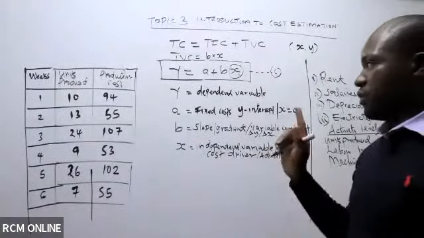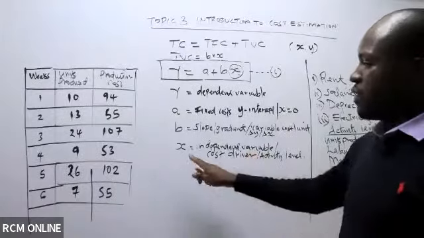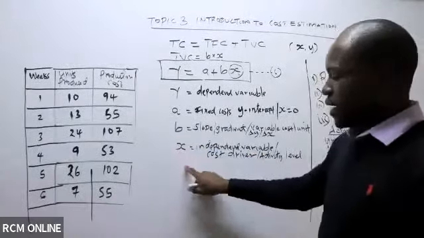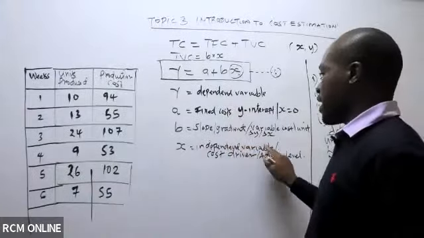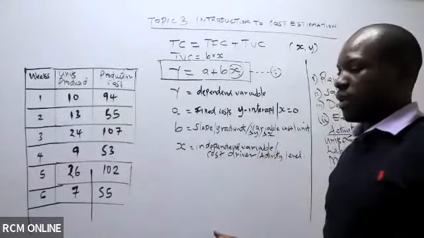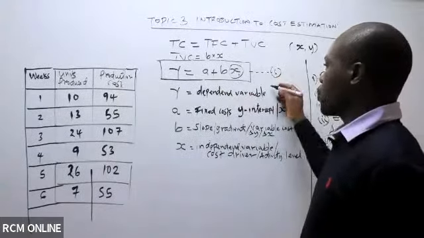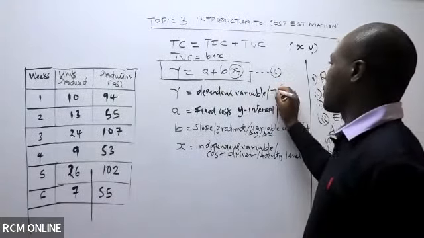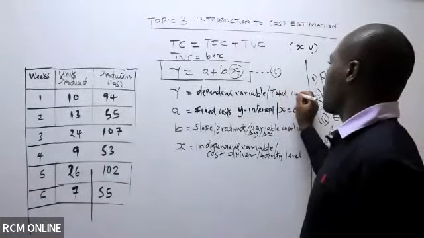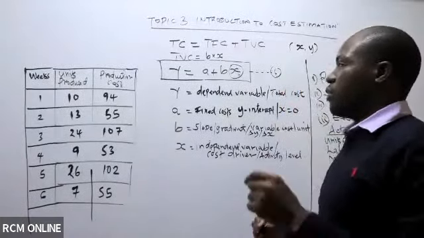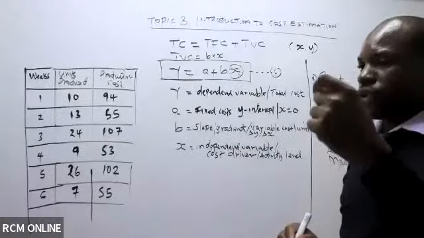Point number one that you should not forget as we move forward. Now that we have been able to see that X is the independent variable, it does not depend on anything, but Y is the dependent variable, or total cost.